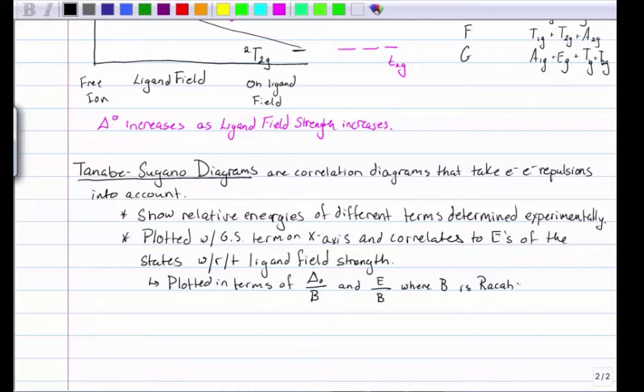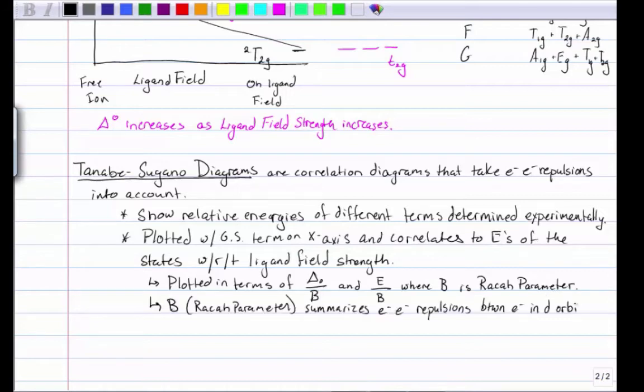And we mentioned this earlier. This Racah parameter accounts for electron-electron repulsions. So this B, the Racah parameter, summarizes the electron-electron repulsions between the electrons in the d orbitals. I will only ask you to calculate a delta if I give you a B or a Racah parameter. So you need the Racah parameter to be able to interpret your Tanabe-Sugano diagrams. Or if you're given other data like the energy or the delta O, you can derive the B or the Racah parameter from that. And I'll show you an example in a minute.